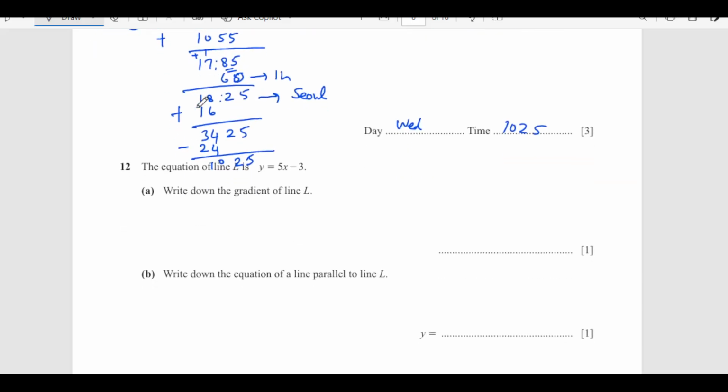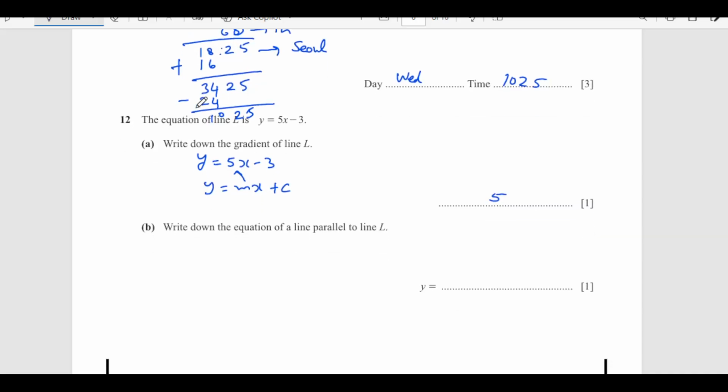Now number 12, the equation of the line L is y equals 5x minus 3. Write down the gradient. As you know, the equation of a line in standard form is y equals mx plus c. So m is the gradient, so m is 5, right? Now write down the equation of a line parallel to L. So the gradient of L is 5. Then the gradient of a parallel line will also be 5, right?